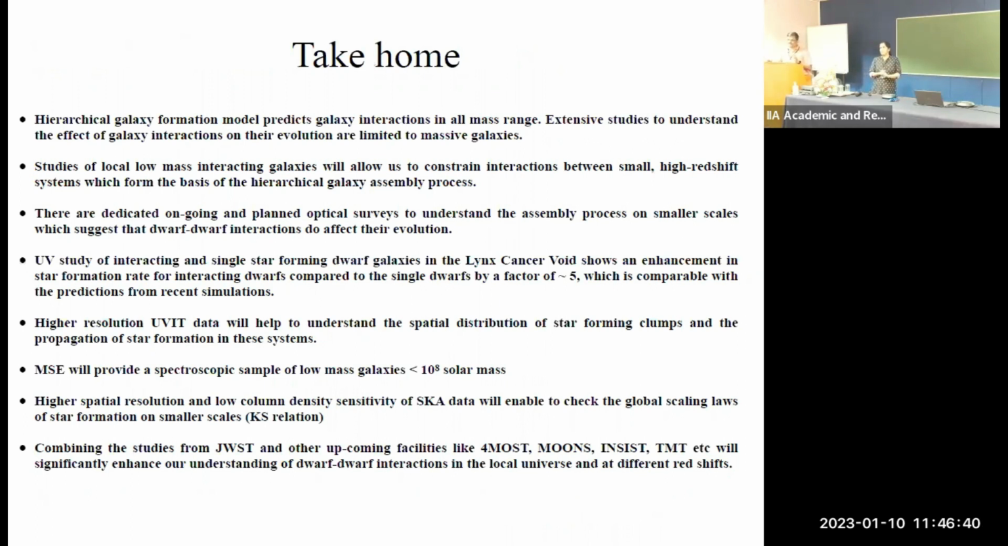Thanks, Smitha. My question is regarding the dendrogram analysis. There could be hierarchical structures, right? Instead of just clumps. So how do you take care of that? And how do you identify the smallest possible clumps? It is limited by your PSF size. So that is the smallest clump. The PSF decides that, and it will be equal to the PSF.